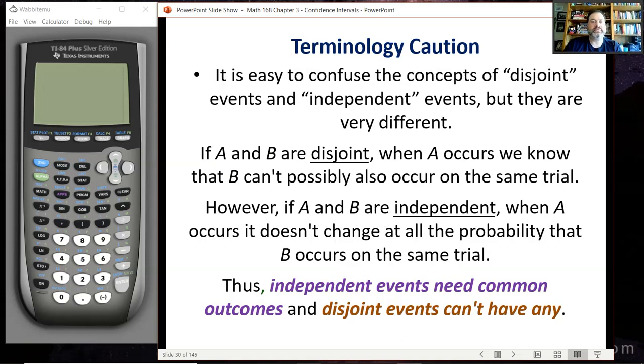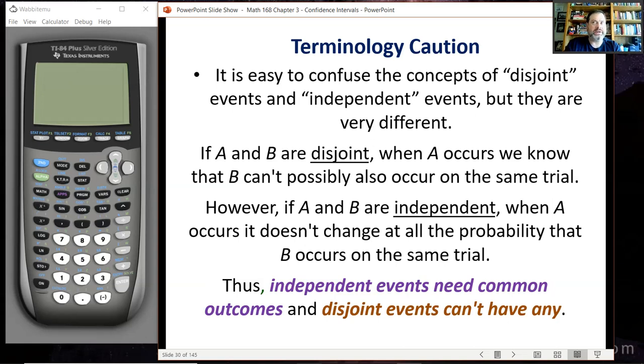And that leads me to the terminology caution. It's easy to confuse the concepts of disjoint events and independent events, but they are actually very different concepts. If A and B are disjoint, when A occurs, we know that B can't possibly also occur on the same trial. However, if A and B are independent, when A occurs, it doesn't change at all the probability that B occurs on the same trial. So disjoint means that A affects B in some way. If A happens, B can't happen. If B happens, A can't happen. But independent means something totally different.